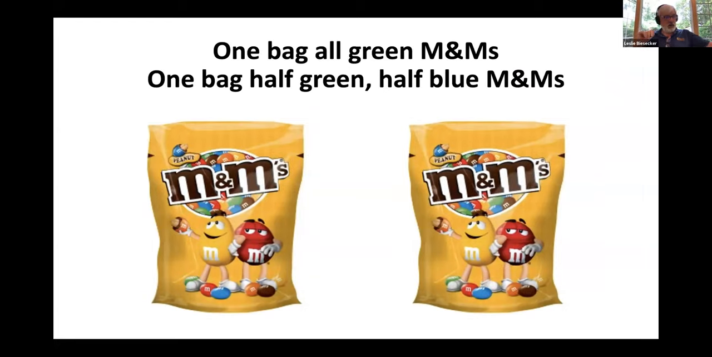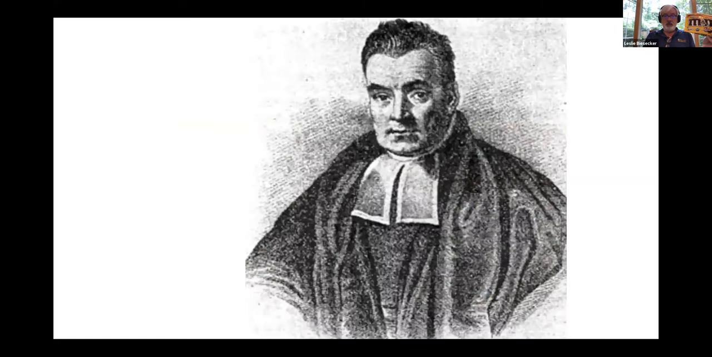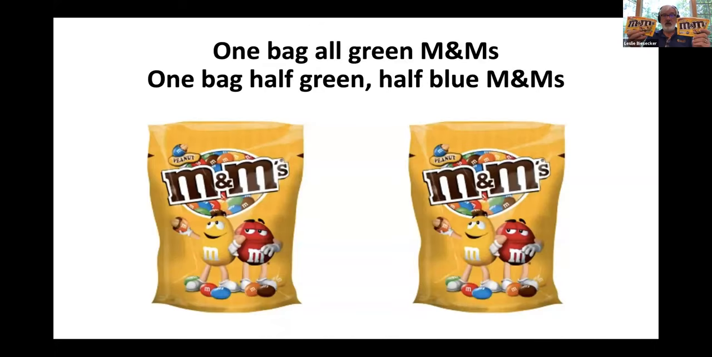I went to the store Monday and I got my two bags. One of them has all green M&Ms, and the other one has half green and half blue. But the two bags are the same. You don't know which is which. And so I'm going to ask Jenny to pick one of the two bags. Jenny, which one would you like?